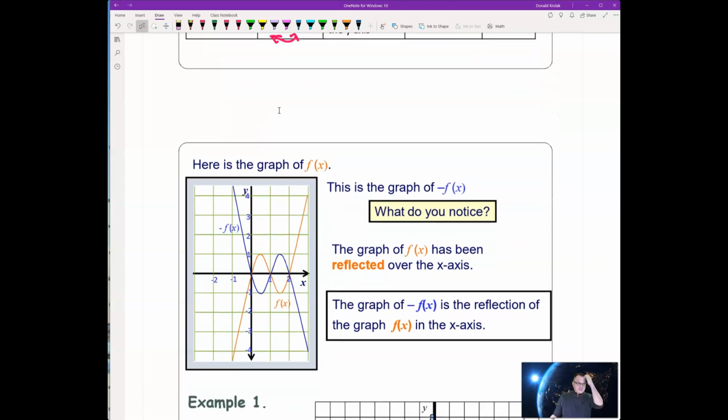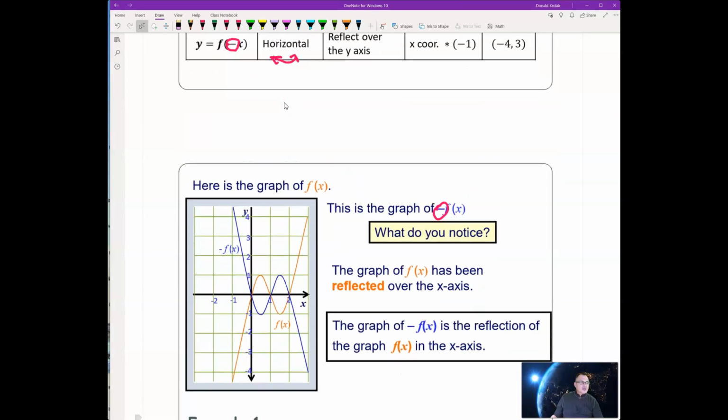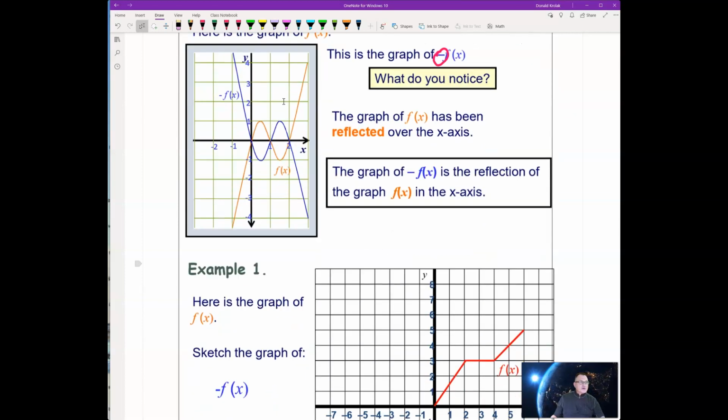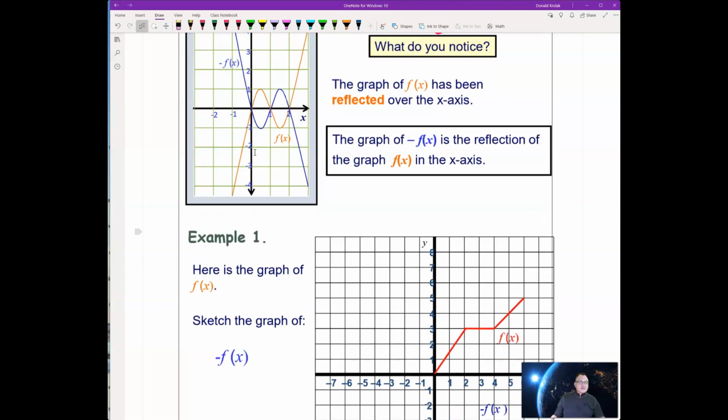So here's just an example of a reflection. The orange graph was the original graph. The negative was on the outside. So we can see that the blue graph, which is the reflection, was obtained by flipping the orange graph over the x-axis.